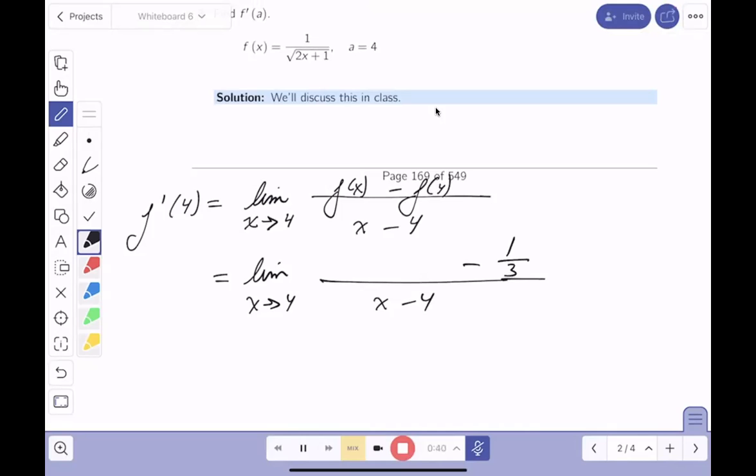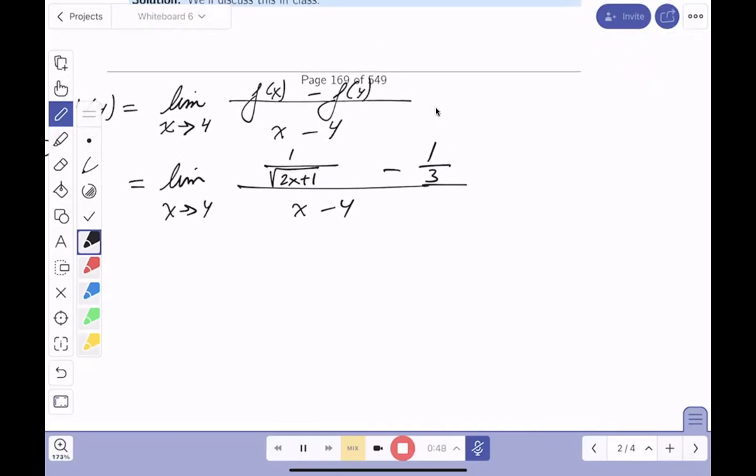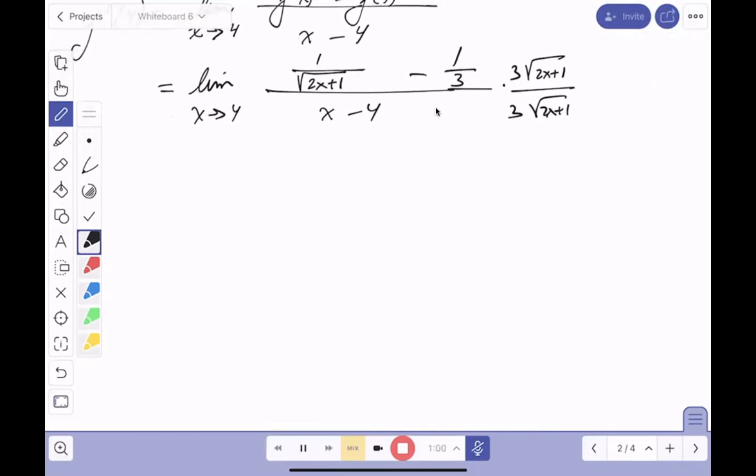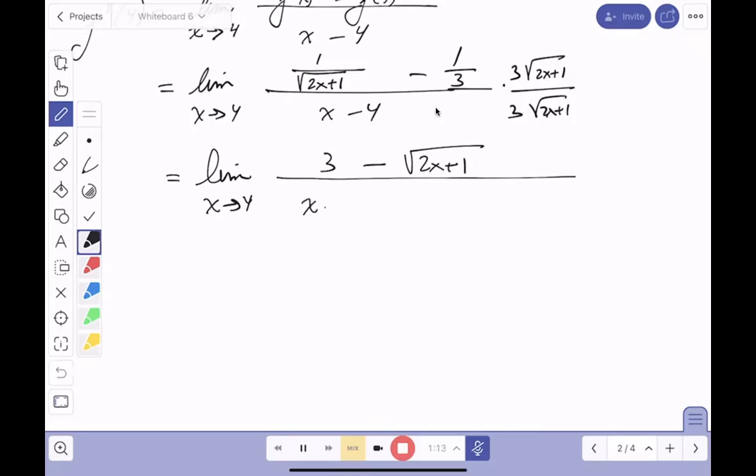All right, what do you get? What's f of x? 1 over the square root of 2x plus 1. All right. I'm going to multiply top and bottom by the minor LCD. This might be a lot of work, but let's see what happens. Remember, if something doesn't work out, erase it and try something different. You get 3 minus the square root of 2x plus 1. On bottom, you get x minus 4 times 3 times the root of 2x plus 1.